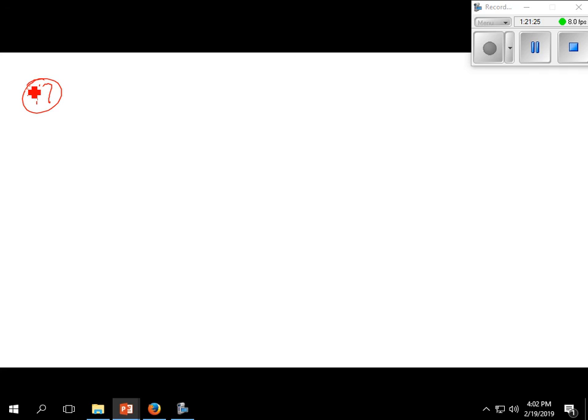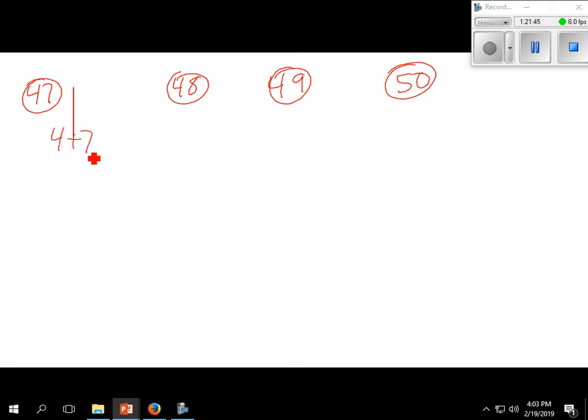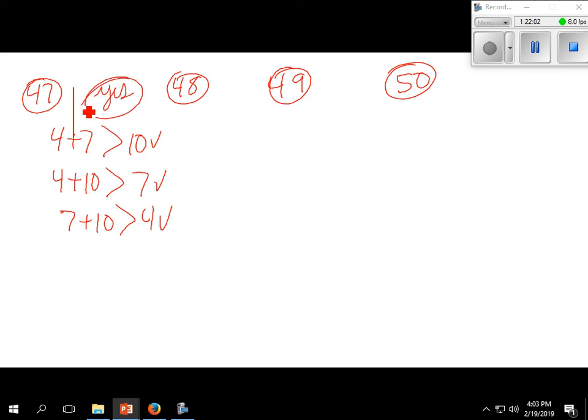47. Tell whether each one can be a triangle. So we got 47, we got 48, we got 49, we got 50. The first one, 4, 7, and 10. For it to be a triangle, then 4 plus 7 has to be greater than 10, which it is. 4 plus 10 has to be greater than 7, which it is. And 7 plus 10 has to be greater than 4, which it is. So the answer to 47 is yes. That one could be the sides of a triangle.